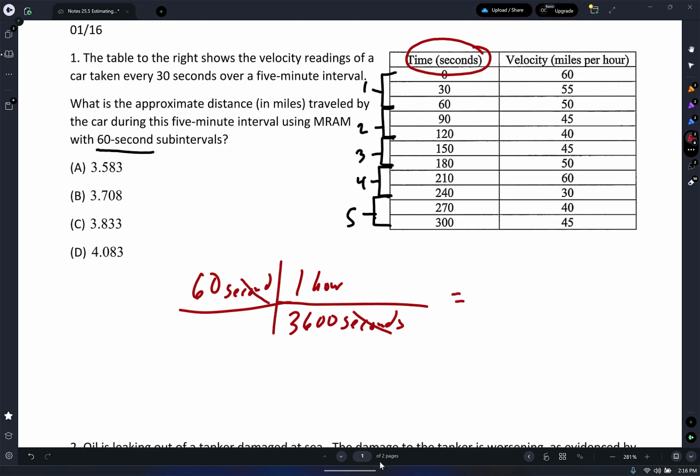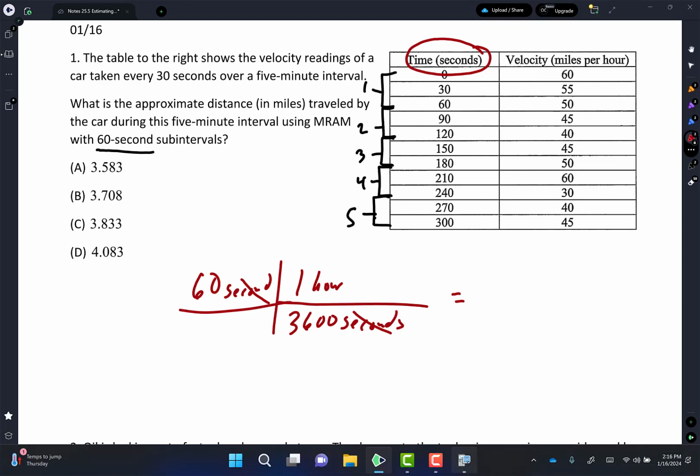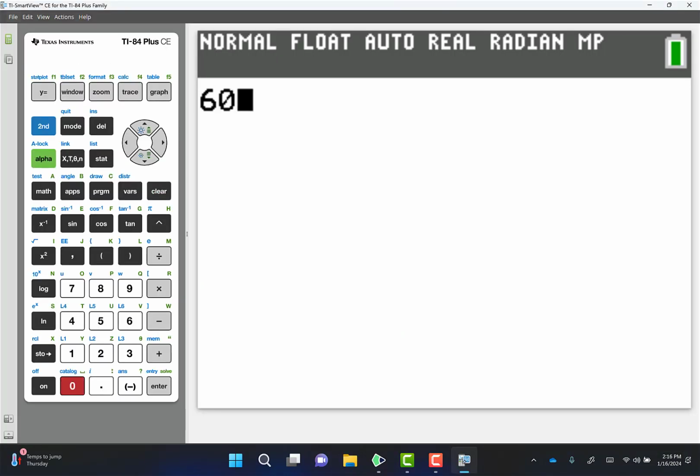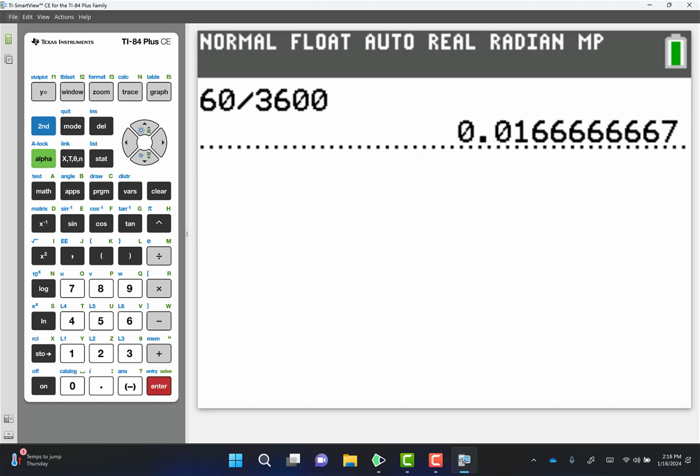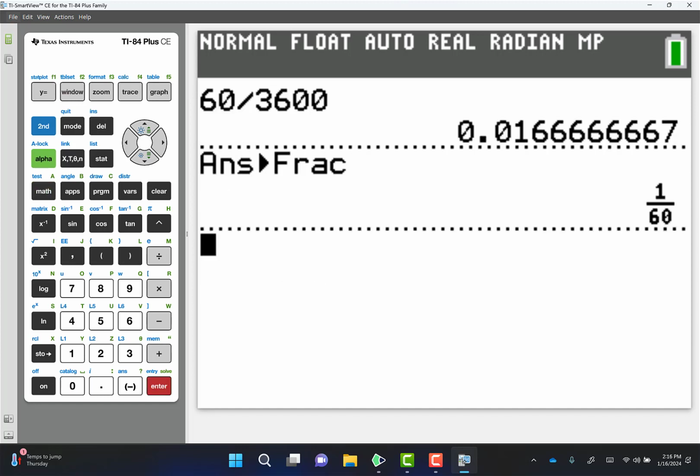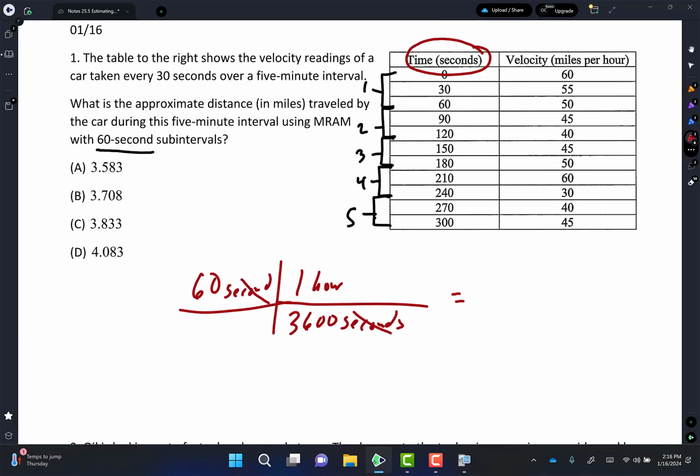So 60 divided by 3,600. I take my calculator. 60 divided by... I can't type for crap. So that is how many hours I have. It's just 1/60th. 1/60th of an hour. There's 1 minute in 60 seconds, and 60 minutes in an hour. Cool or not cool? All right.